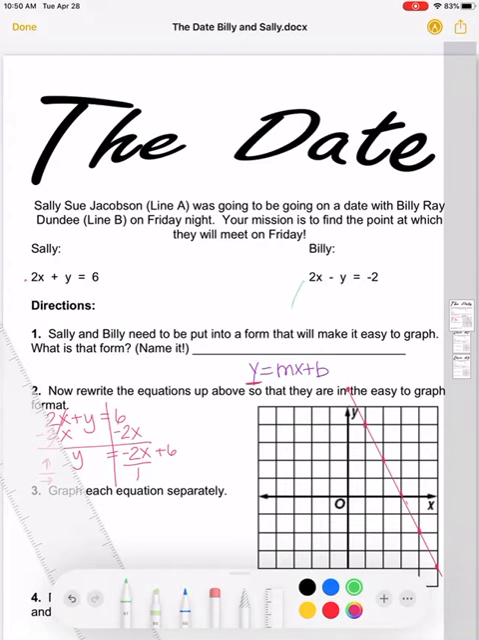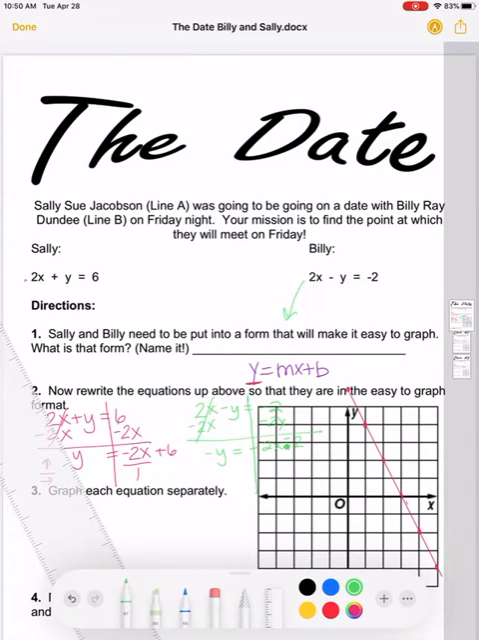So then we're going to bring Billy down here and get him into y equals mx plus b as well. So you've got 2x minus y equals -2. Same thing, we want to get y by itself. So you have to move your 2x, which is positive. The opposite is to subtract. So those cancel out. Now I have negative y equals -2x minus 2.